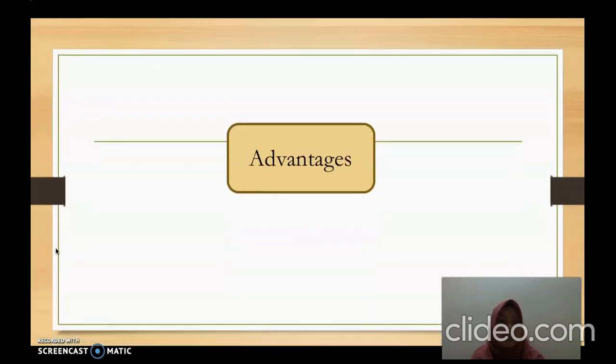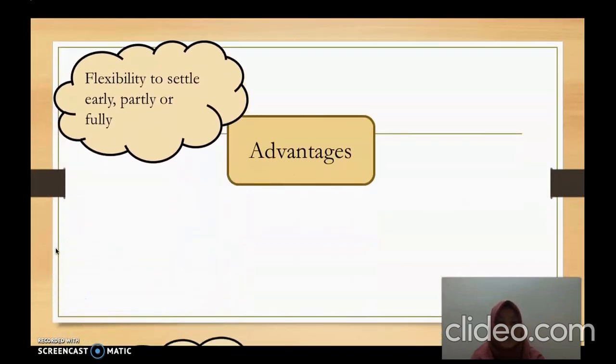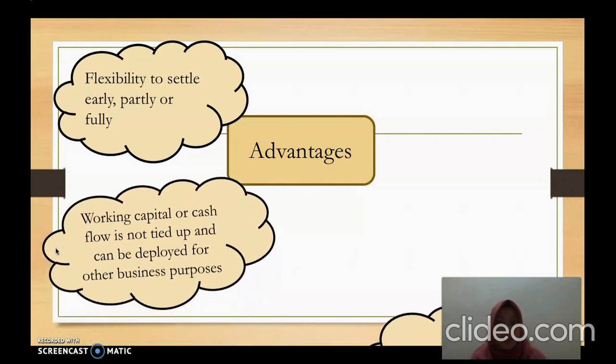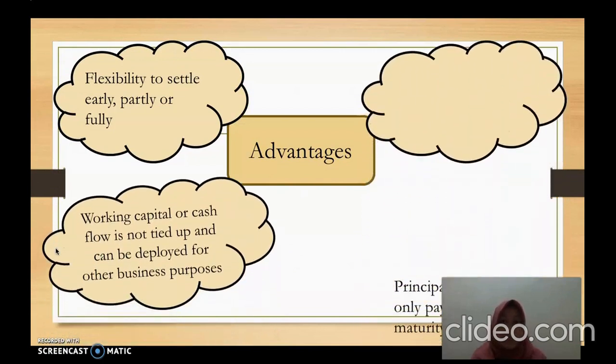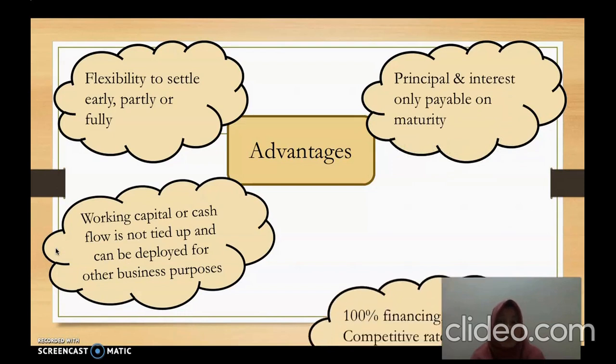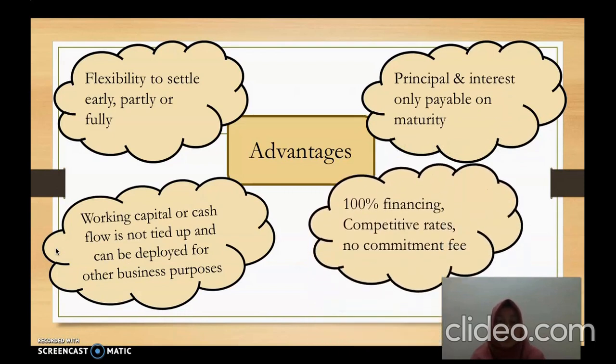Okay, so the next slide is where we're going to see the advantages of the trust receipt. The first one is the flexibility to settle early, partly, or fully. The next one is that principal and interest are only payable on maturity. The third one is that working capital or cash flow is not tied up and can be deployed for other business purposes. Last but not least, it is 100% financing, with competitive rates and no commitment fee.